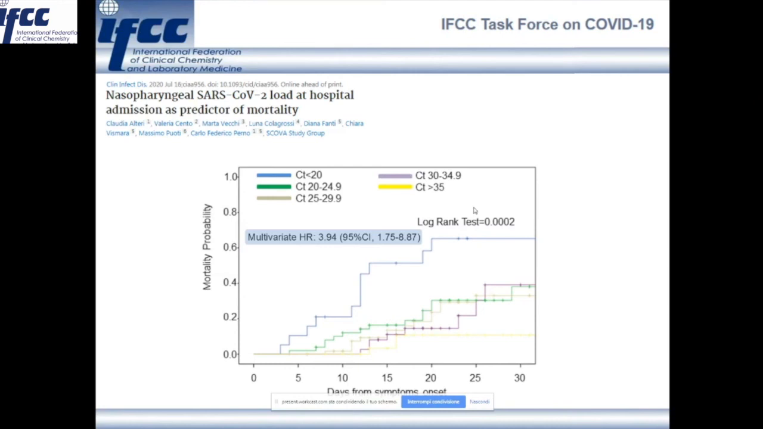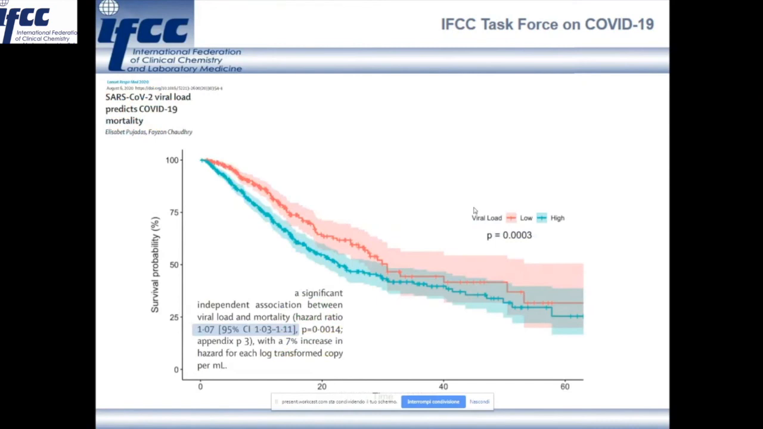For example, this interesting Italian study found that the nasopharyngeal SARS-CoV-2 viral load measured upon hospital admission was a strong and independent predictor of death. In particular, in a fully adjusted multivariable analysis, cycle thresholds lower than 20 were found to be independently associated with a nearly fourfold higher risk of in-hospital mortality.